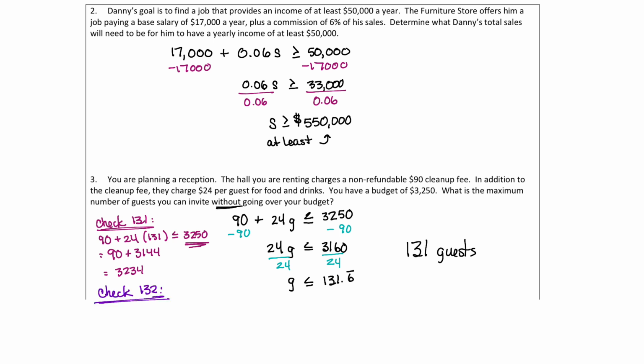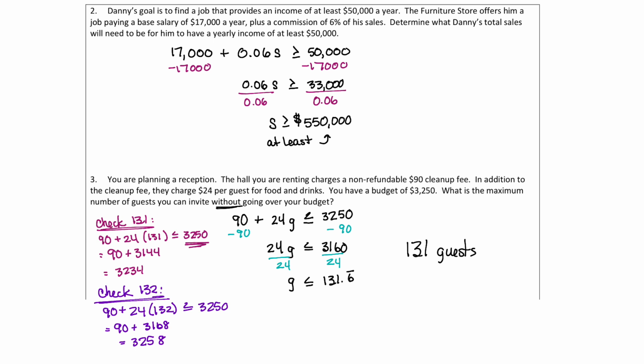And now I'm going to check 132, because this is what you get if you round the number accurately. Okay, in other words, if I were to round this, the 6 would round the 1 up, right? So it should be 132 if we're doing the rounding correctly. However, when we actually finish this off over here, we don't get a number that is less than 3,250.